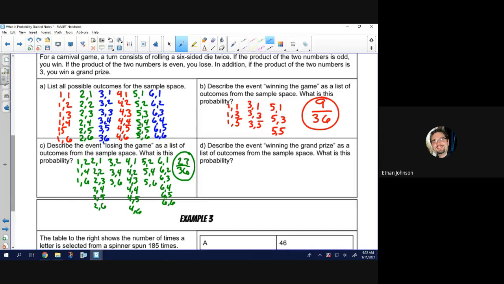Go ahead and try part D, grand prize. So to get the grand prize, we have to have a product of 3. Well, the only way to get a 3 would be a 1 times a 3 or a 3 times a 1. So those were our only 2 options, meaning our probability would be 2 out of 36.